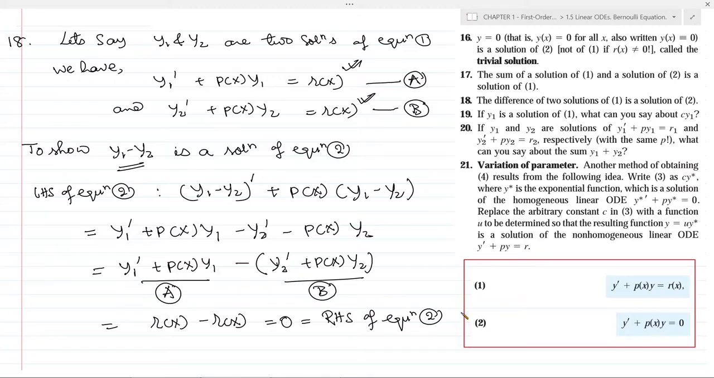So, you can remember this property, that is, the difference of two solutions of a non-homogeneous differential equation is a solution of the corresponding homogeneous differential equation with r of x equivalent to 0, that is, r of x is 0 for all values of x.